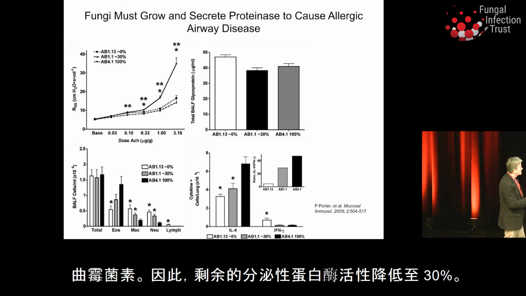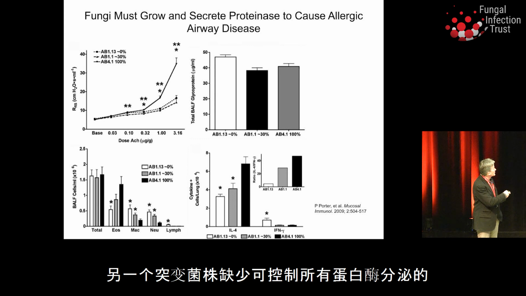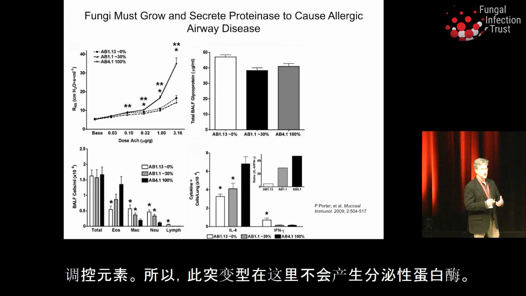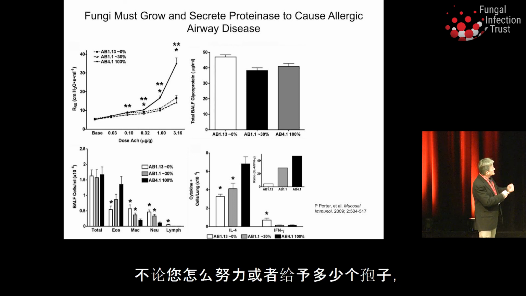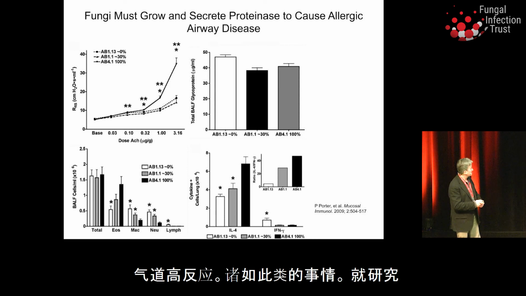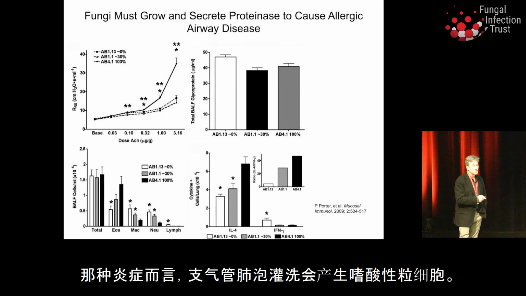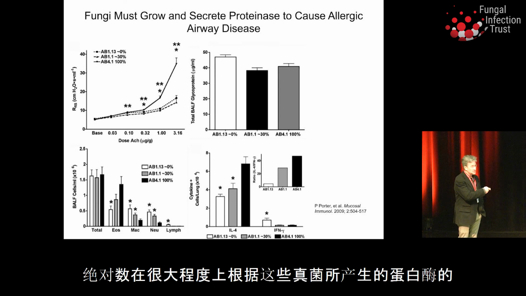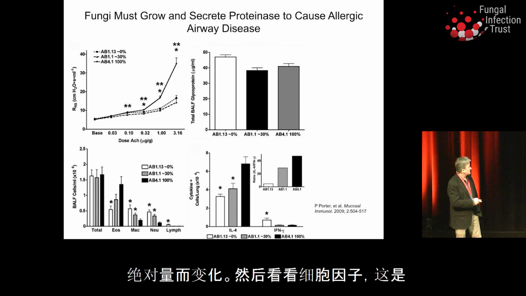secreted aspergillopepsin, so it's down to 30% residual secreted protease activity. The other mutant strain is missing a regulatory element that controls all protease secretion, so this mutant here makes no secreted proteases. These two variants, then, that are protease defective, are incapable of inducing airway hyperactivity in mice, no matter how hard you try, how many spores you deliver, that kind of thing. In terms of looking at that inflammation, eosinophils coming in out of bronchoalveolar lavage, the absolute numbers very strongly depend on the absolute amount of protease that these fungi make.